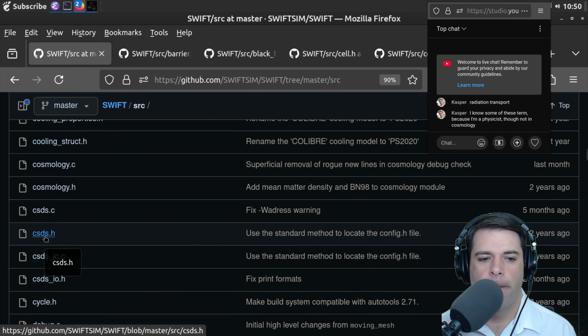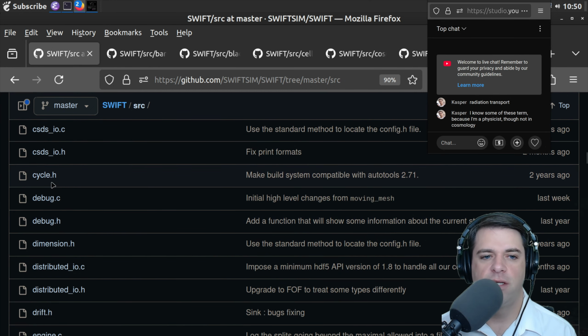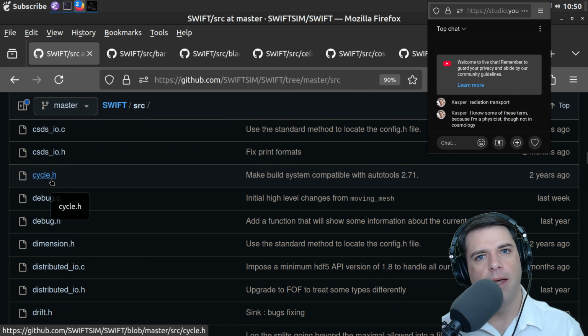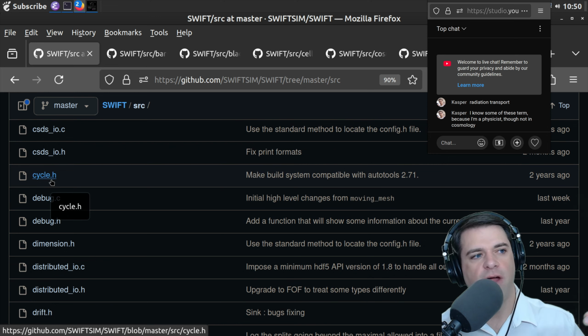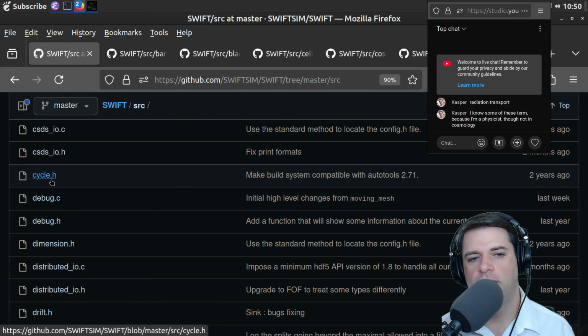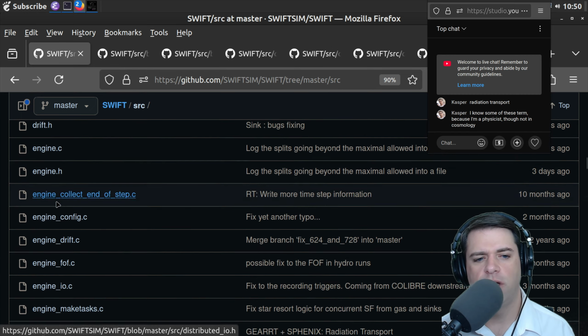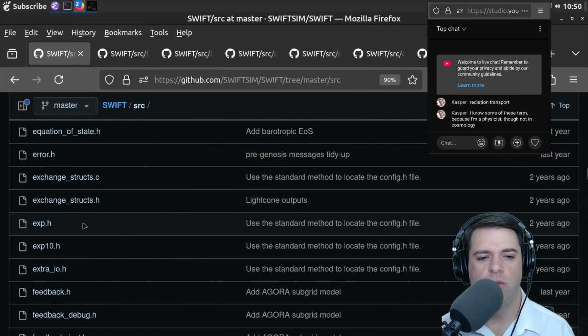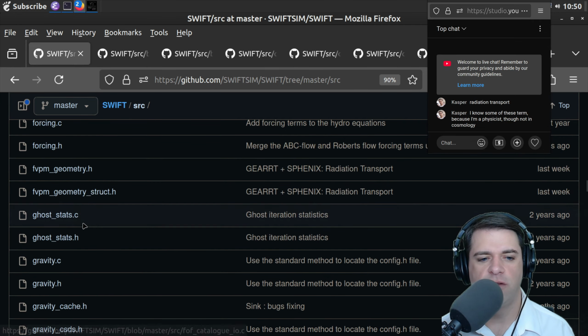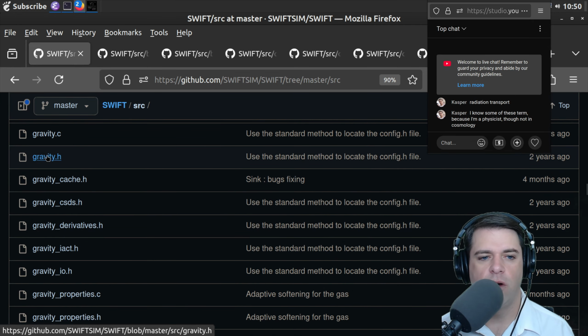CSDS. I don't know what that is. Cycle might be a cycle in the... They're building a task graph, so presumably this is going to be a directed acyclic graph, and they're going to do some sort of topological sort to decide what order to execute the tasks. And cycles, I'm going to guess, is detecting cycles in the graph, but we'll take a quick look at that. Engine we'll ignore, and I think most of the rest of this we will ignore, although I'll look at the gravity header.